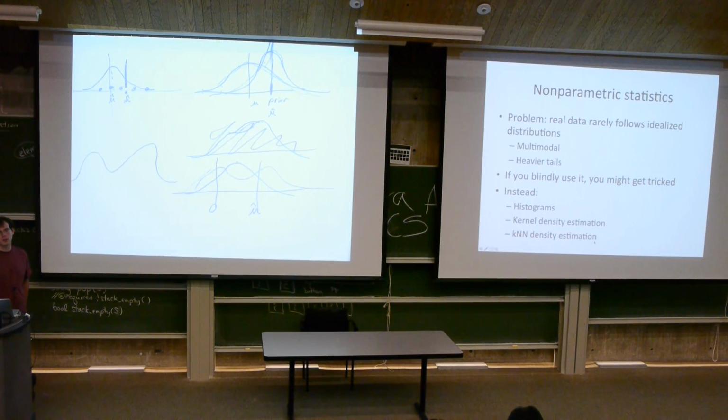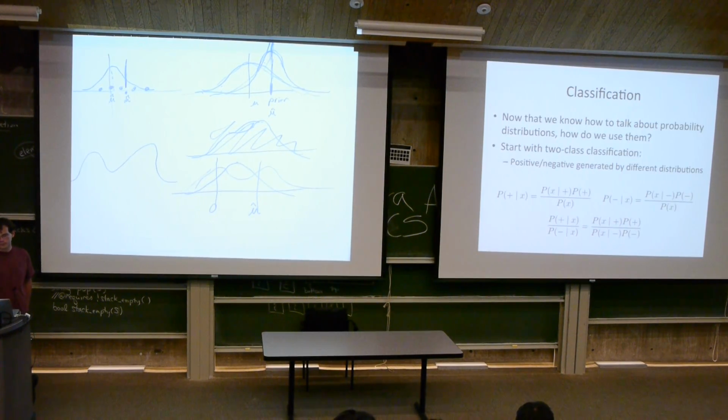We also talked about KNN density estimation, K nearest neighbor density estimation, when we talked about the nearest neighbor classifier. So what's the point of all this probability stuff? Well, one example is classification. You can think about two-class classification as saying, I have this point and two distributions, a positive and a negative distribution where the data came from. Which one is more likely to have generated my data? The one that's more likely is what you classify as.